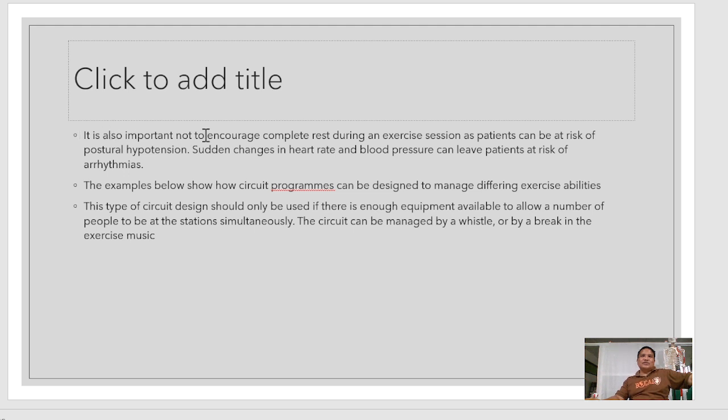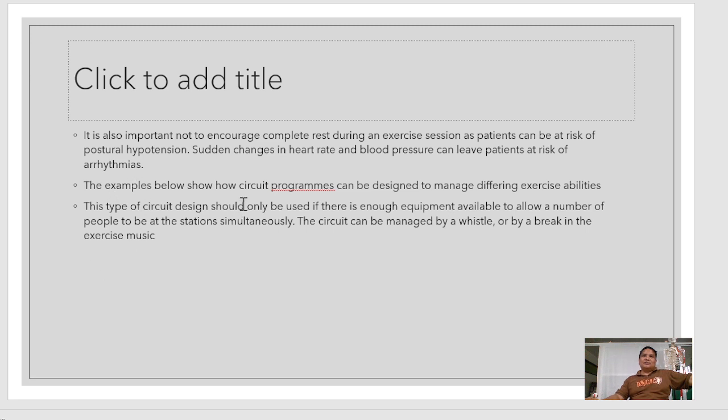So it is also encouraged, no? Nga anuan, nga active rest dapat ang himuon, dili complete rest. Active rest means pwede siya maglingkod pero dapat gyud po siya movement. Pwede siya nga magtindog lang siya or magmarcha lang siya in place nga hinay, para to avoid postural hypotension, no?